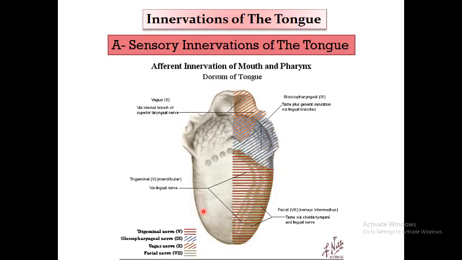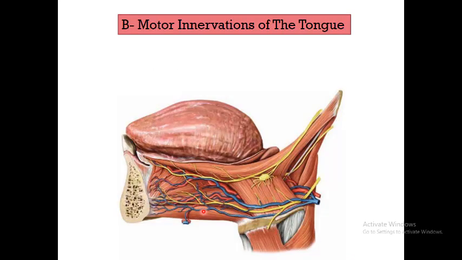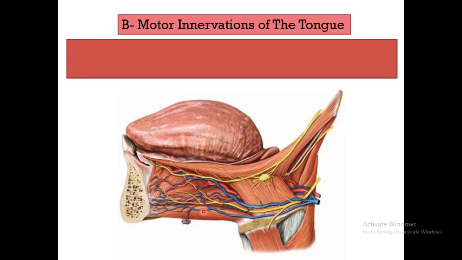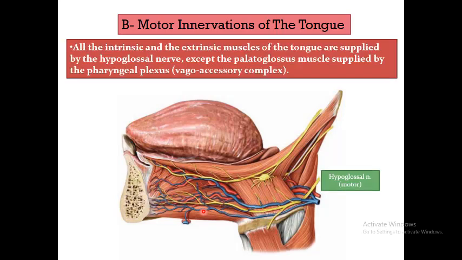So that's about the motor innervation. So we'll begin with the motor innervation of the tongue. I will tell you that all the intrinsic and extrinsic muscles of the tongue are supplied by the hypoglossal nerve. This is the hypoglossal nerve, which will supply all the muscles, okay? Except just one, which is the palatoglossus. It's supplied by the pharyngeal plexus or vagoaccessory complex, or we can simply say the vagus nerve, the 10th cranial nerve, okay? So that's about the motor innervation.